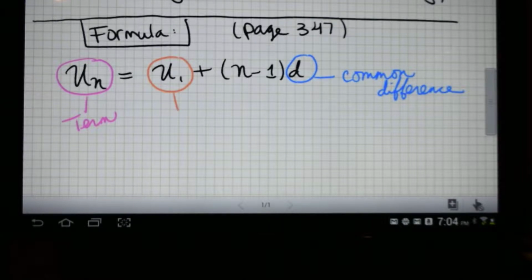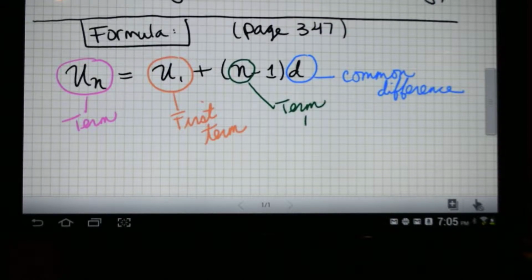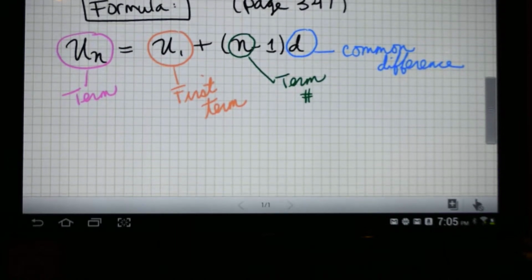U_1, this is your first term. You're going to find out that the little subscript here is actually your term number. And then you have n, whatever term you're dealing with. Your term number. So if you're trying to find like the 5th term or something, you would plug in a 5 right there. And that's kind of the anatomy of that formula. You'll memorize that pretty quickly.